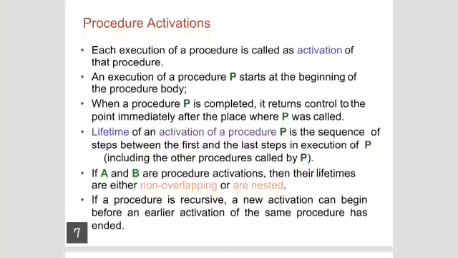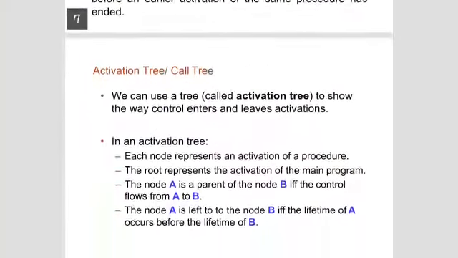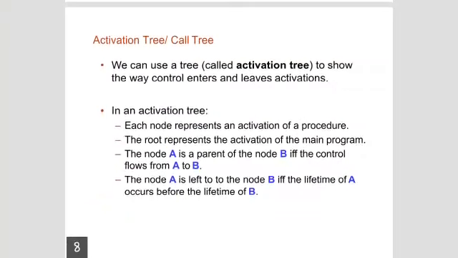Now we will start with the activation tree. We can use a tree called an activation tree to show the way control enters and leaves the activations. In an activation tree, each node represents an activation of a procedure. The root represents the activation of the main program.